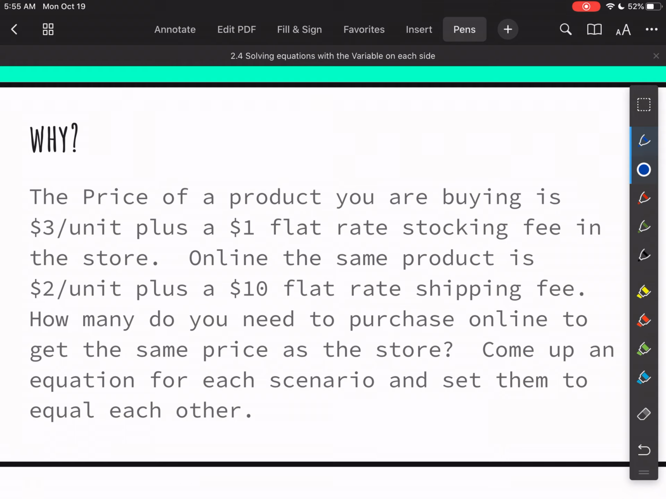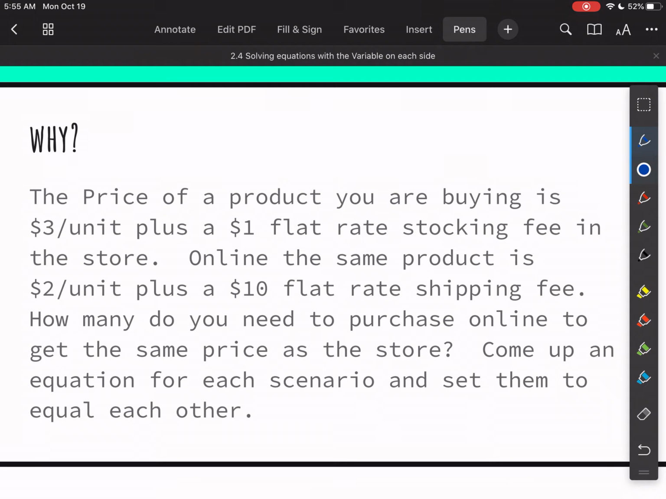It says the price of a product you are buying is $3 a unit plus a $1 flat rate stocking fee when it's in the store. If you buy it online, the same product is $2 per unit plus a $10 flat rate shipping fee. How many do you need to purchase online in order to get the same price as if you were to get it in the store? Come up with an equation for each scenario and set them equal to each other.